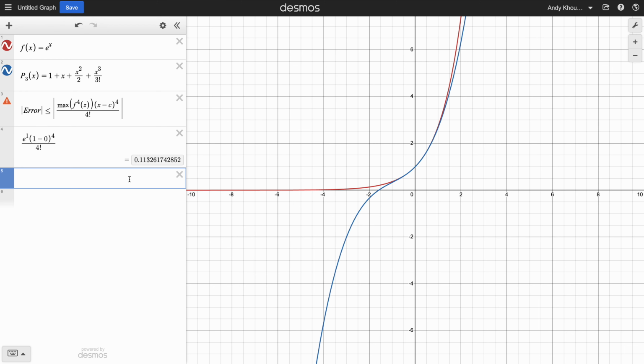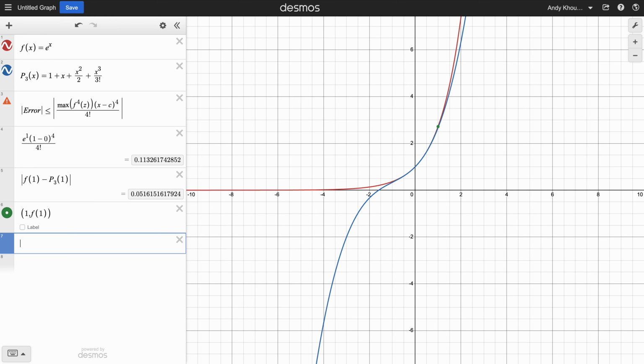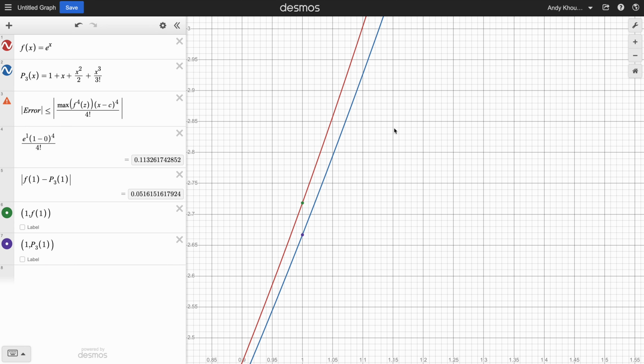Now, hypothetically, if I were to write this out in terms of my actual error, where I have f of 1 minus p sub 3 of 1, my actual error is 0.0516. If I were to do f of 1 and p3 of 1, we get this difference right here, and this difference right here is 0.0516. So you can see that this right here is definitely less than 0.1132.